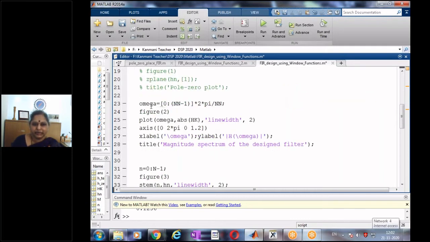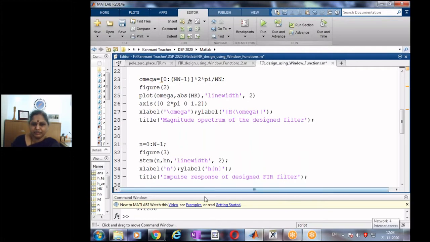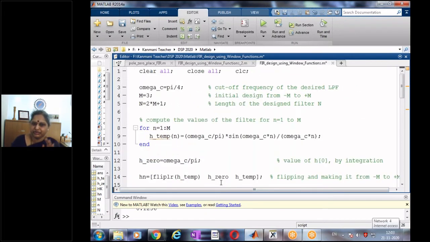Now I'm just converting my n to omega that goes from 0 to 2 pi, so 0 to N minus 1. This is scaling to convert our N-point DFT to 0 to 2 pi. And then I'm going to plot the magnitude spectrum, and I'm also plotting the impulse response. So I'm running the code to get the plot of the frequency response of the designed filter and also the impulse response of the designed filter. I mean, whatever we had done manually now. So let me run.